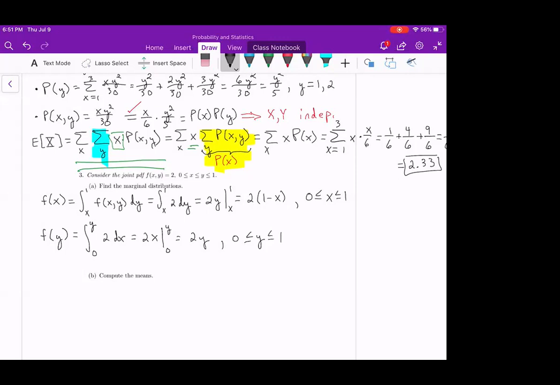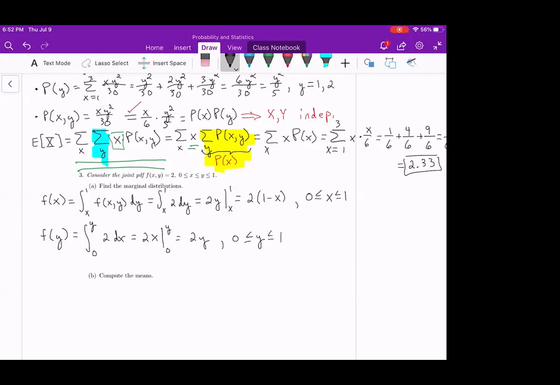You also need to check that they're non-negative. 2y is a line with slope 2. And from 0 to 1, it is going to be non-negative. 2 times 1 minus x is also a line with negative slope. But from 0 to 1, that's also going to be non-negative. And so it's very quick to check, might I have made a mistake? And so far, these two functions are valid distributions. So it seems like we didn't make a mistake. So that is it for part A.